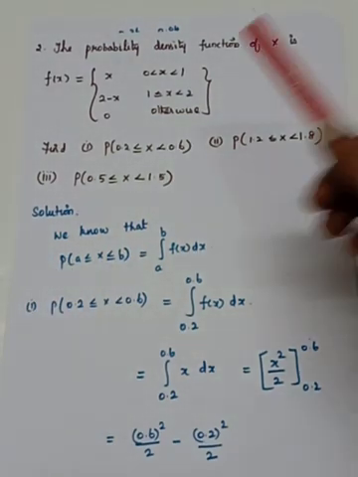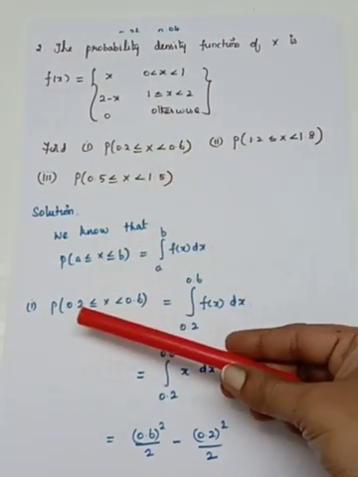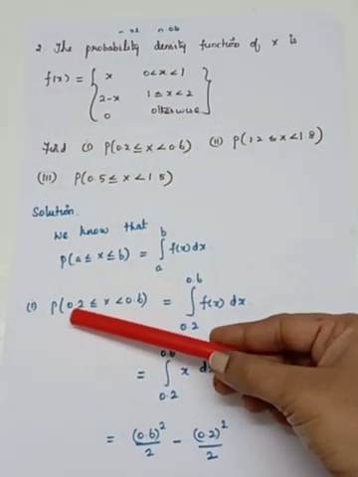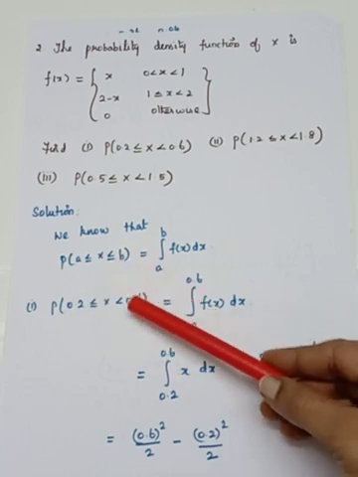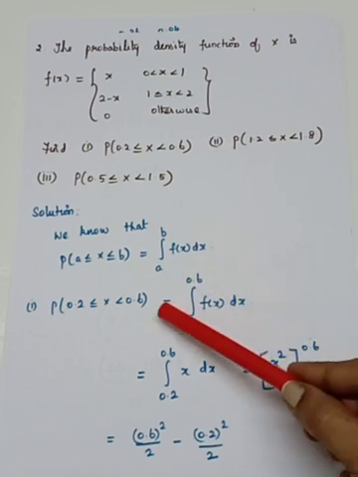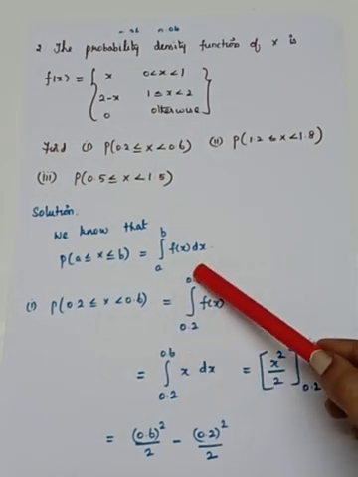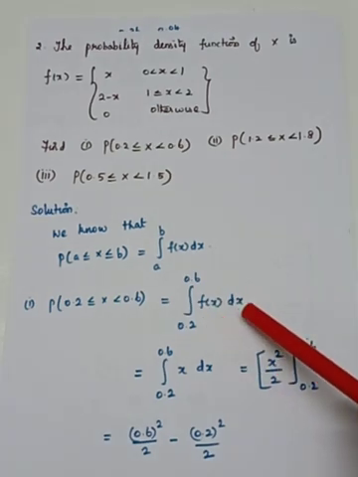So here the probability density function is given. Take the first result. In the place of A, what you are having? 0.2. In the place of B, you are having 0.6. So according to this formula, it can be written as integral 0.2 to 0.6 f of x dx.